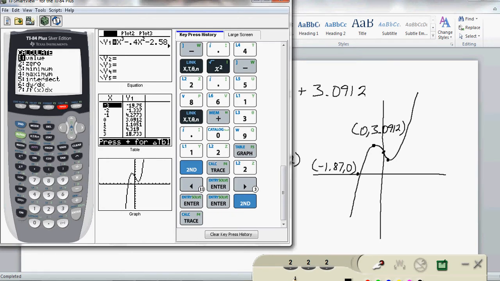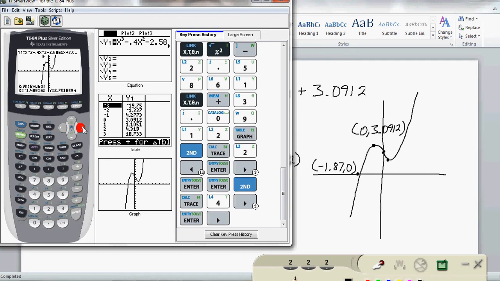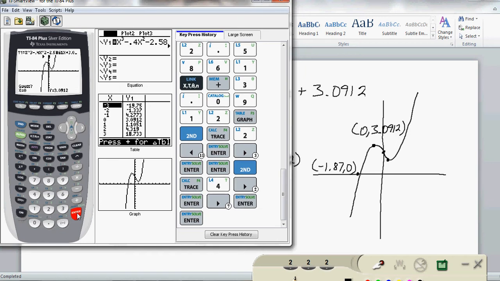I want to calculate, let's calculate the maximum. So calculate the maximum, and I need to be to the left of it, so there I am. And then I need to be to the right of it, so there I am. And then I'll just guess right where I'm at. And I see that that is negative 0.80, 4.39. So that's the maximum that I will put here eventually.